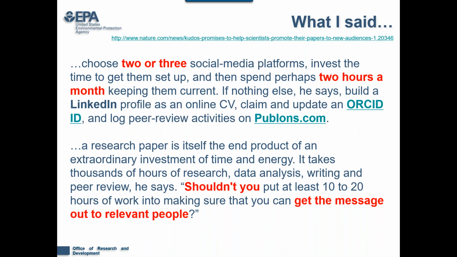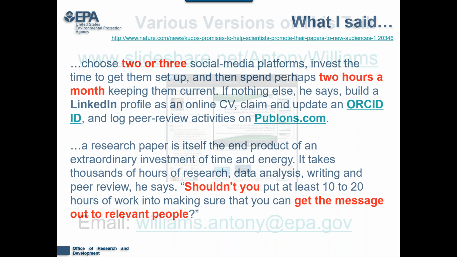Choose 2 or 3 social media platforms, 2 hours a month. If nothing else, get LinkedIn as an online CV, get your ORCID ID and log your peer review activities on Publons. And make sure that you get the message out to relevant people. Use those systems, use those sites, and spread your own message, toot your own horn, because you're the one who should be doing it well. Nobody else, truly, sadly, nobody else is going to do the work that you can do around your profile.